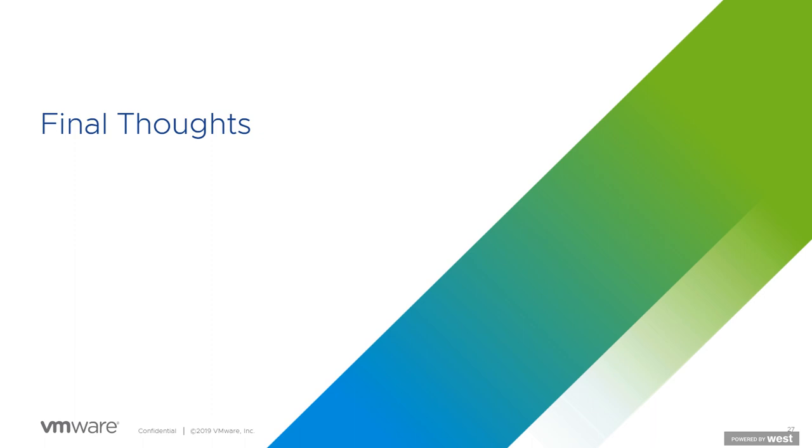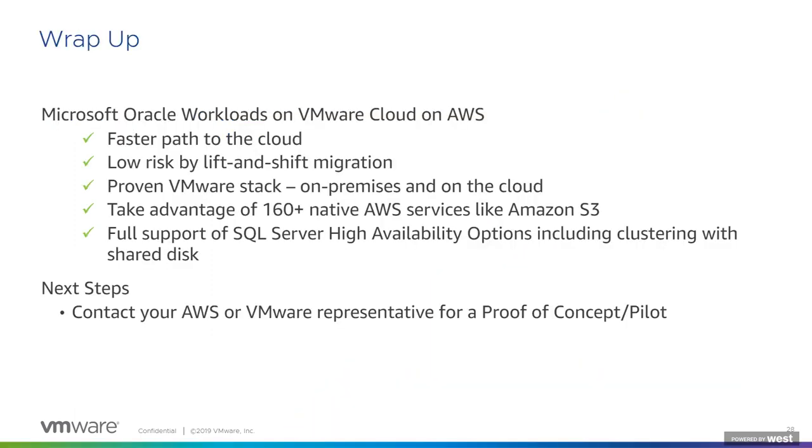So some final thoughts before we get to Q&A. VMware Cloud on AWS is really the fast path to the cloud for your Oracle, and in this case, as well as your Microsoft workloads too. It's a very low risk lift and shift migration. Essentially, this is just a vMotion from your data center into VMware Cloud on AWS on top of our proven compute, network and storage stacks, as well as the global AWS infrastructure. And again, as Jay was talking about, you get access to over 160 native AWS services that you don't have in your data center today.